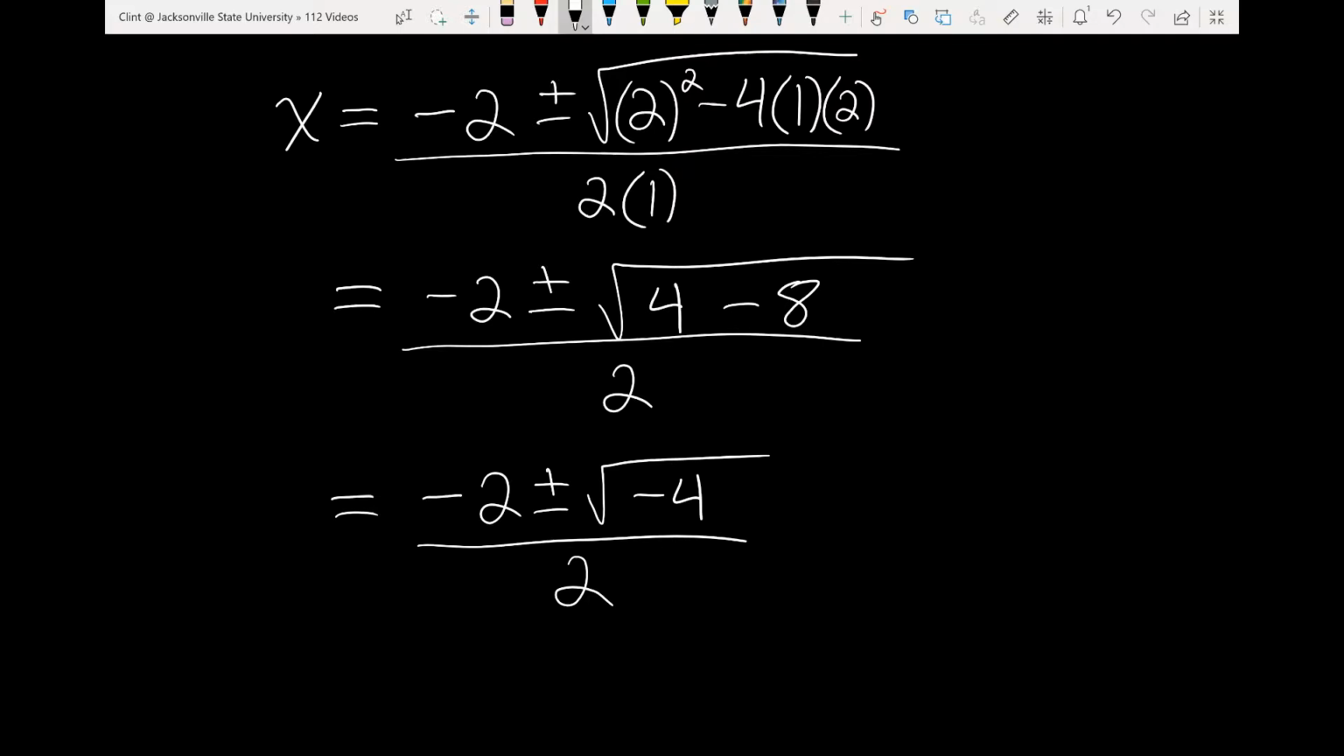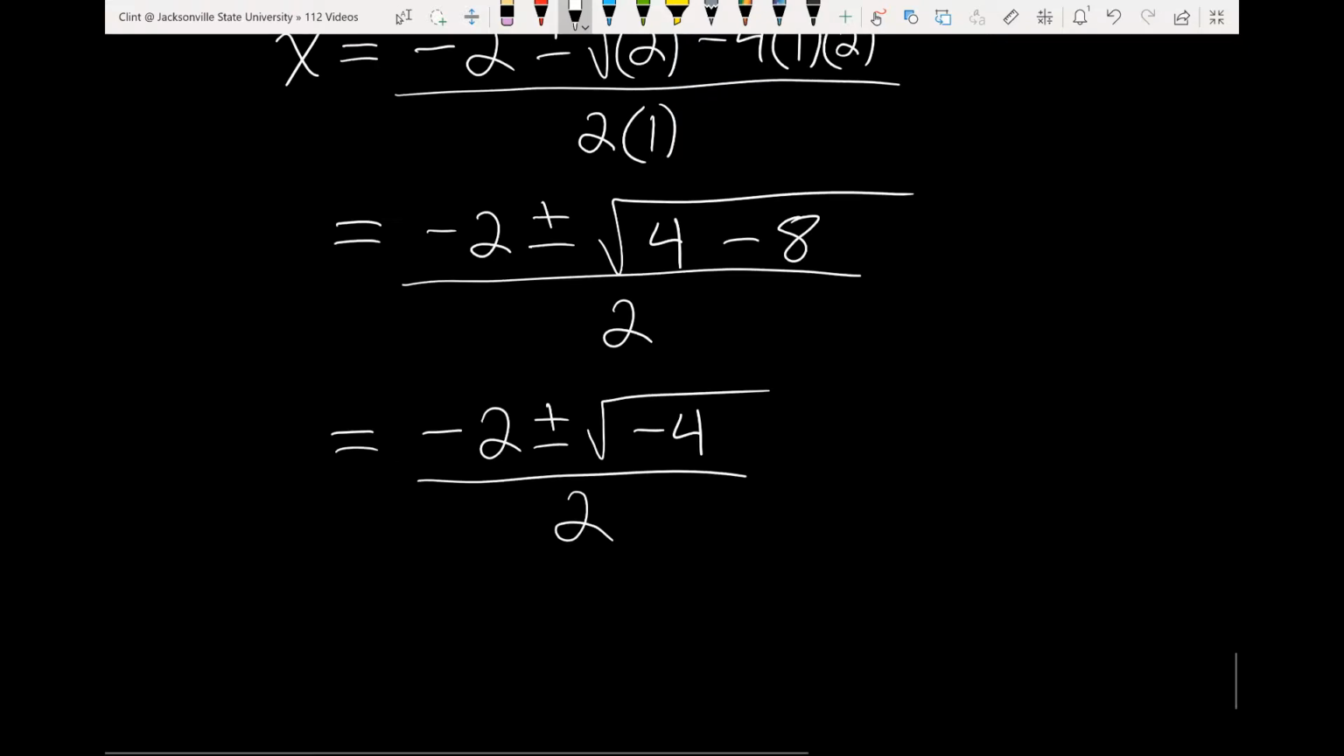What we call our solutions here depends on what the problem told us at the beginning. If it said find all real solutions, we're not going to have any, because what's the square root of negative 4? We don't have a real number solution. We could call that 2i. So if it told us to find all real numbers, we have none. So no real solution. If it just said find all solutions, we do have some complex solutions.